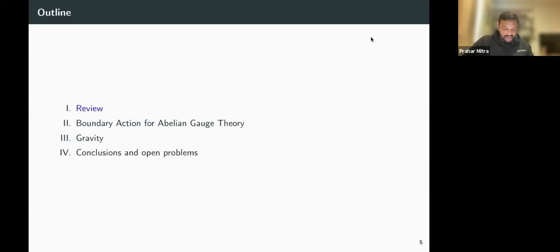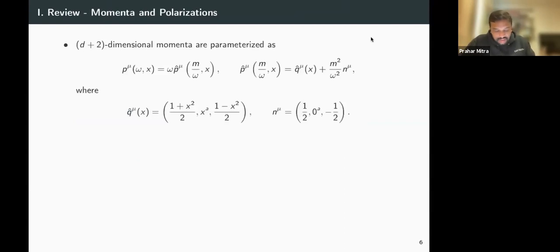Okay, so let's start. The first thing, I'm going to introduce some new notation, because it will be very useful, and it is very useful in the study of celestial CFTs. So I'm going to parameterize momenta in this way. It's easy to check. You can go and check it. Here q hat squared and n squared are null vectors, and you can check that this parameterization precisely gives us p squared equal to minus m squared. So it's a nice parameterization.